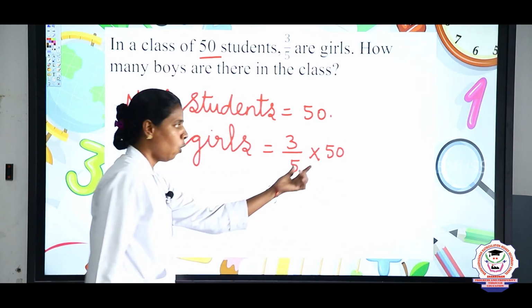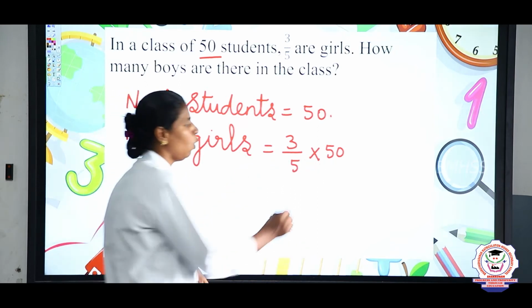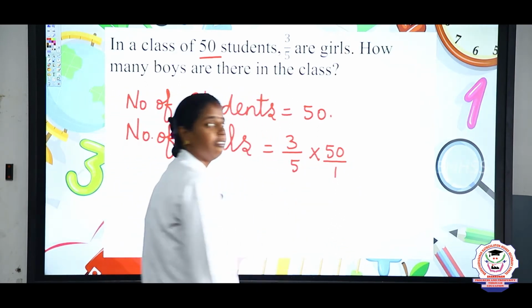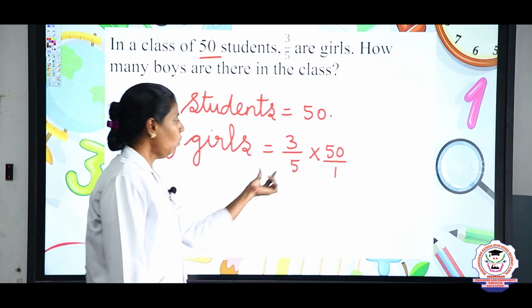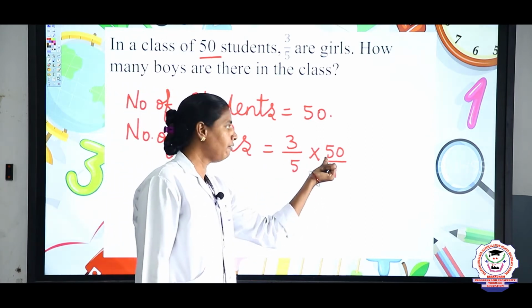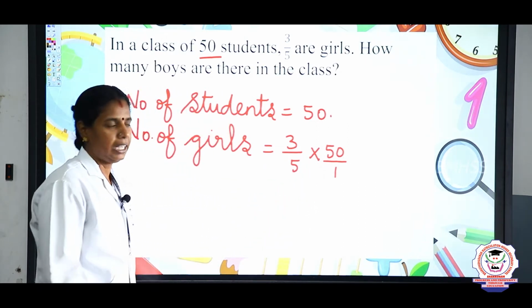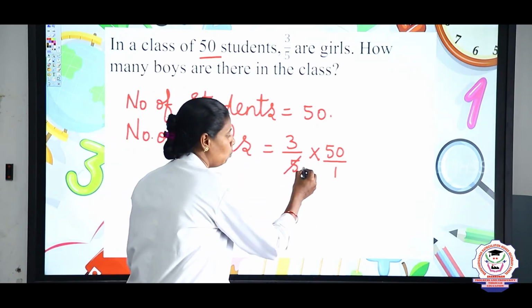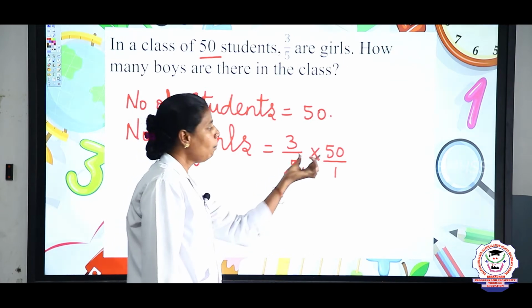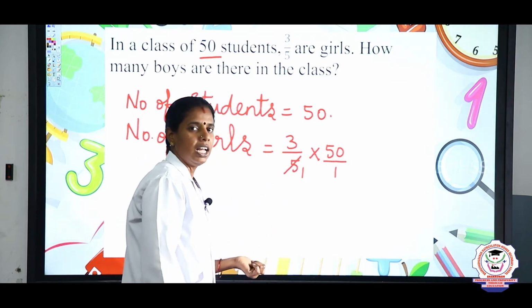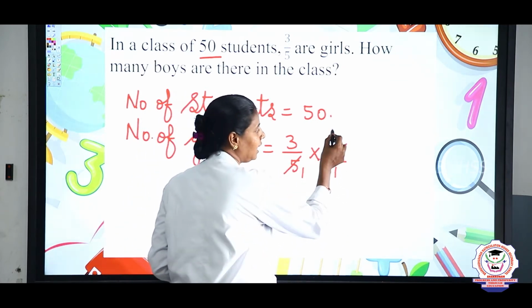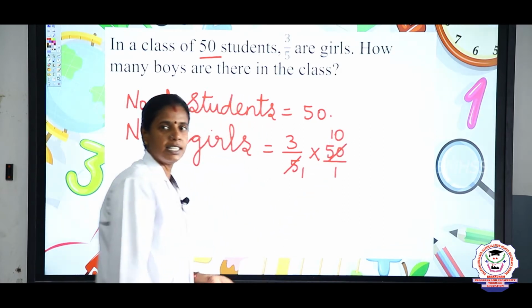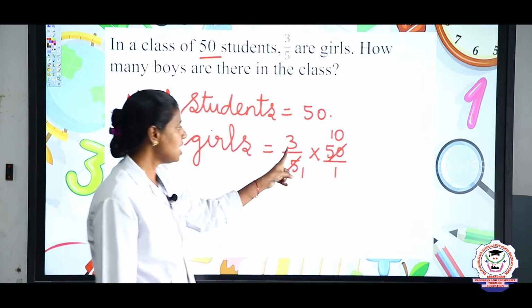So, 50 is a whole number. We can consider all whole numbers as a fraction like 50 by 1. Now, we know how to solve this. 50 and 5 we can cancel using the 5 table. So, how many 5s are here? 1. So, 5 1s are 5. And how many 5s are there in this 50? In the 5 table, we can get 10 times, right? 5 10s are 50.